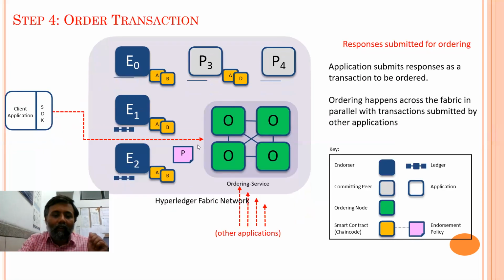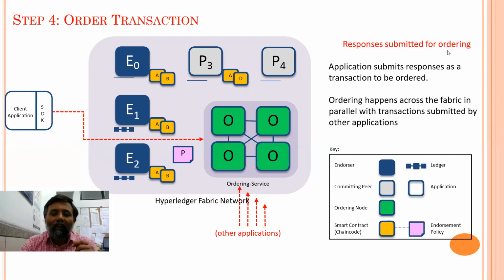Then, the ordering of this transaction. Basically, this transaction proposal, after receiving sufficient endorsement, and if it satisfies the endorsement policy, will be submitted for ordering. And this ordering service may receive other applications after endorsement. So it will not receive only one. It will receive from other applications, and this ordering service is responsible for ordering all these proposals.